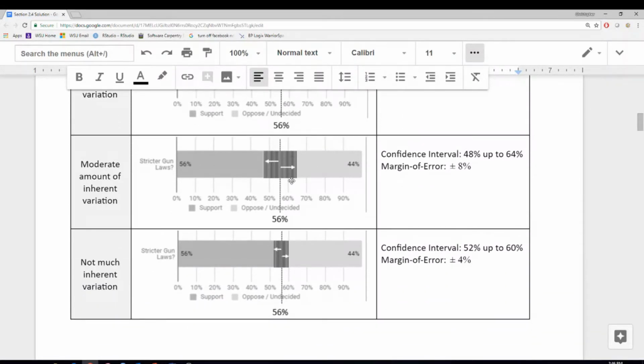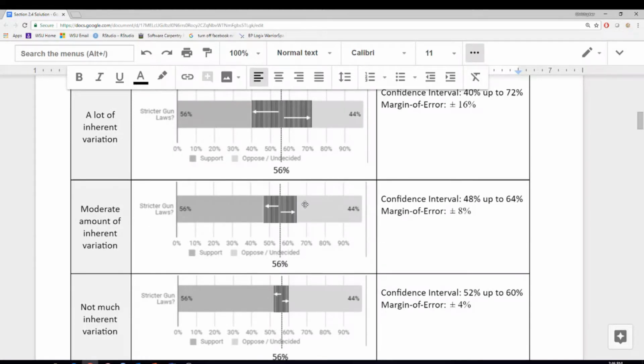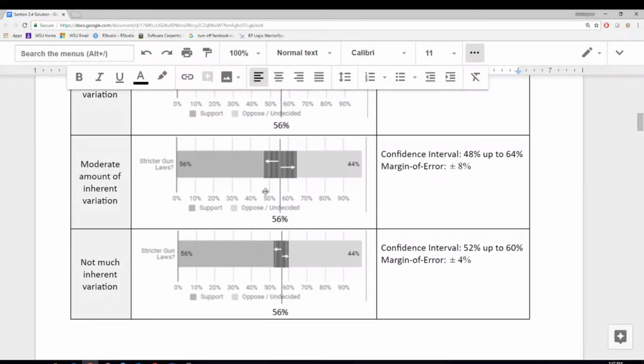So what would it look like if there was only a moderate amount of inherent variation? Well, then we wouldn't drift down as much, nor would we drift up as much. So in this middle graphic, the confidence interval looks like it goes from about 48% up to about 64%. That would be about plus or minus 8 percentage points. So for this graphic here, the margin of error would be plus or minus 8%.